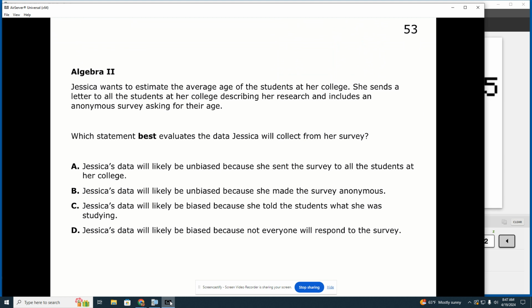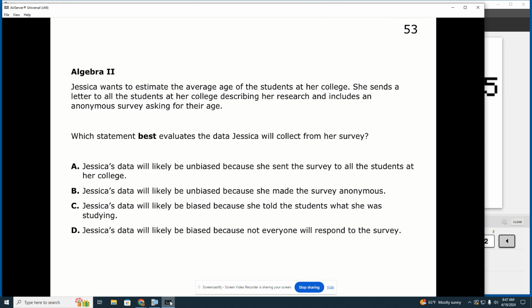Okay, now again, we're talking about collection. So will it be unbiased because she sent it to everybody? It's not about sending it to everybody. It's about what you get back. So I don't really like that one. Let's see what B says. Jessica's data will likely be unbiased because she made the survey anonymous.